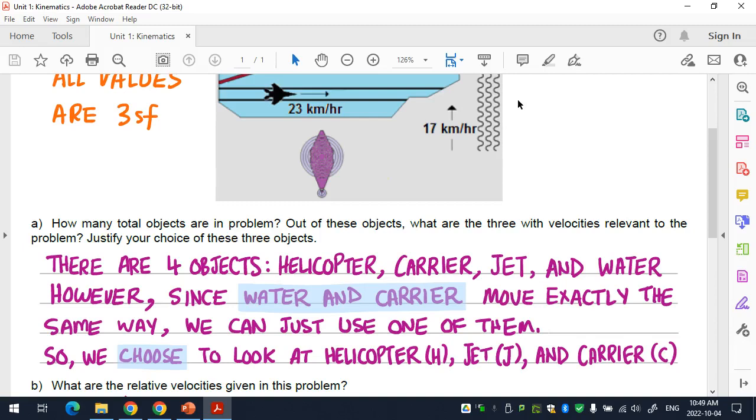No. Remember, sensation is taken out of physics. He has no idea that there is water or a helicopter. To him, he just sees the jet move. In what direction purely? East. You see what I mean?